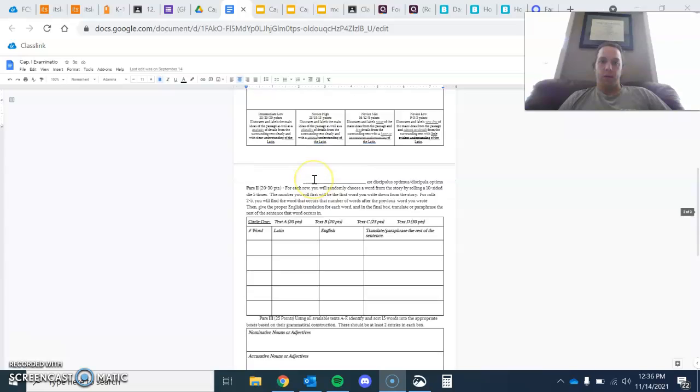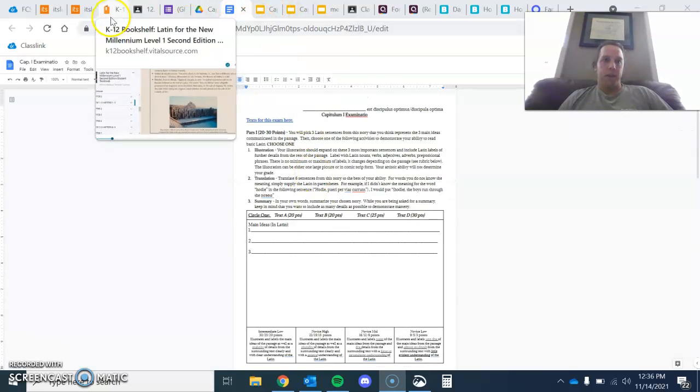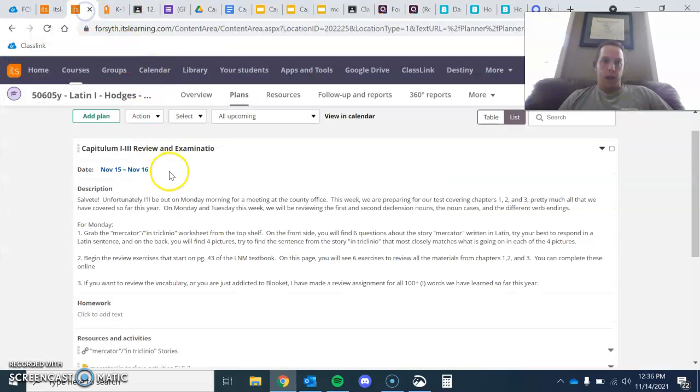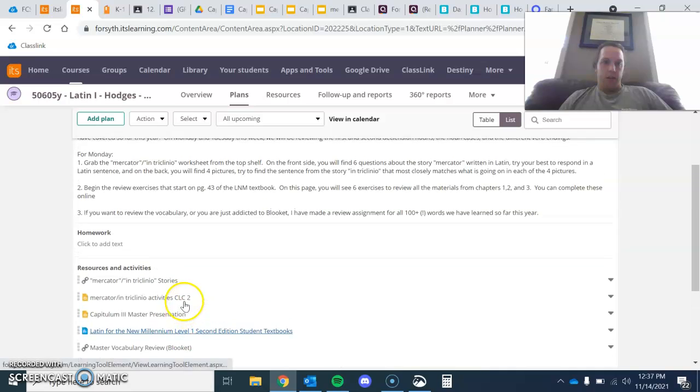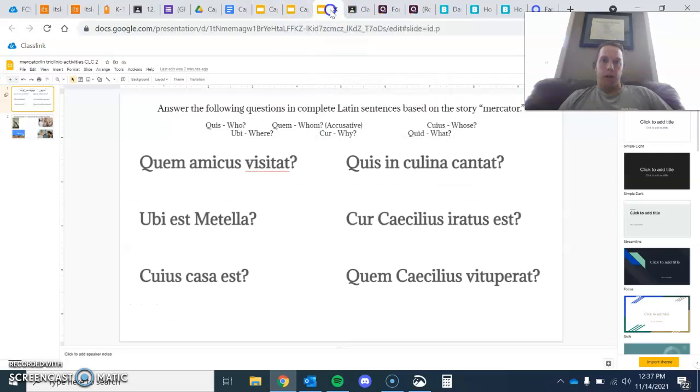That's what the test will look like. So to prepare for it, we've got a couple things going on today. The first thing, if you look at the planner, says that you are going to grab a worksheet off of the top shelf over the stories Mercator and In Triclinio, which we've been looking at the last couple days. And I will pull that worksheet up right here.